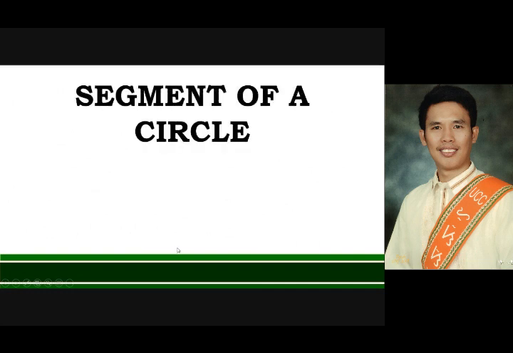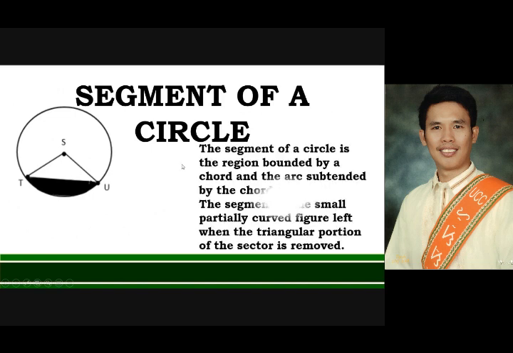Segment of a circle. So, the difference between sector and segment: this shaded part is what we get once we connect the 2 points on your circle. It's like we removed the triangle part from the sector of the circle. So, how do we get the segment of a circle?